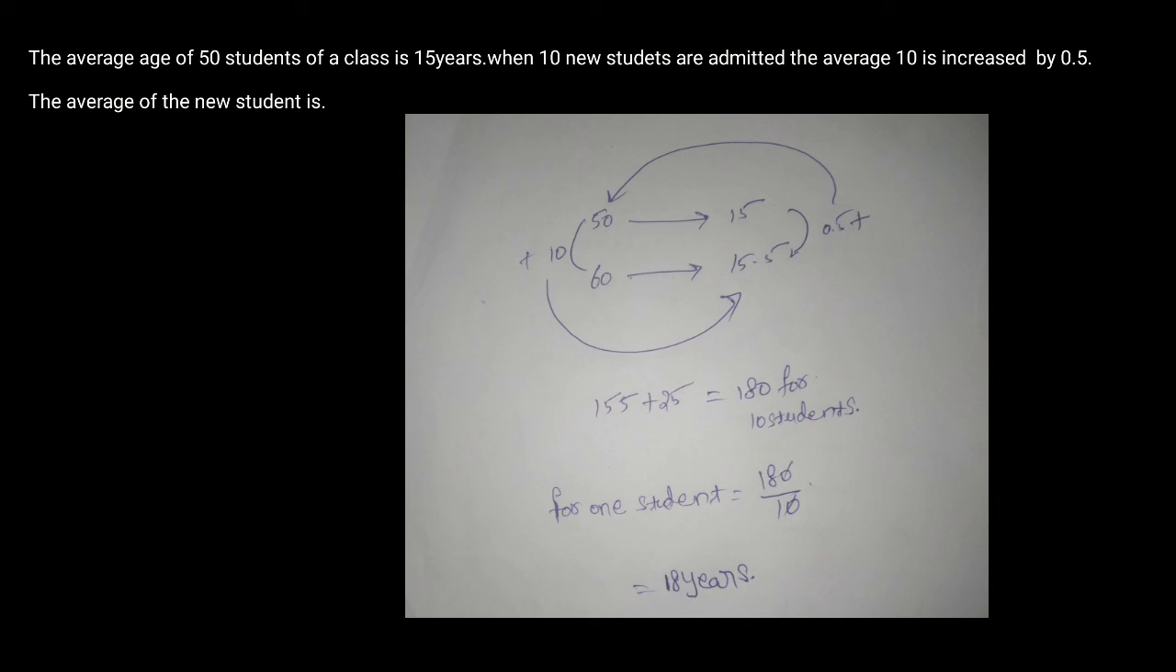Now the left hand side difference is plus 10 and the right hand side difference is plus 0.5, because initially it was 15 years. After 10 students are admitted, the average is increased by 0.5 years. Now multiply the left hand side difference with the right hand side bottom number, and the right hand side difference with the left hand side top number. If we multiply, now the answer is 180. This 180 is for 10 students. Now in the question it was asked for only one student. Now the answer is 180 by 10, which is 18 years. So the age of the new student is 18 years.